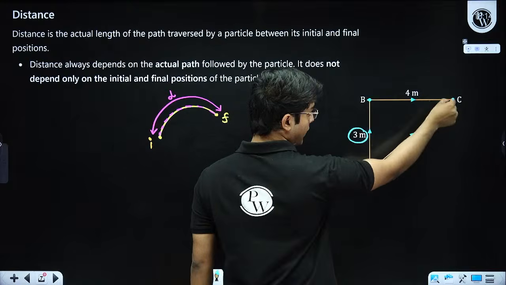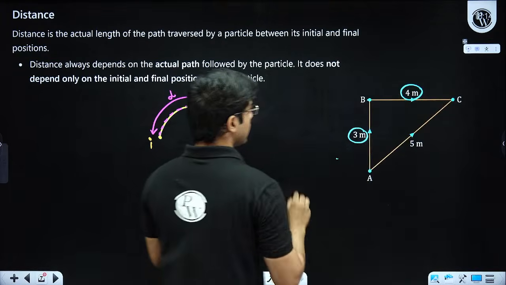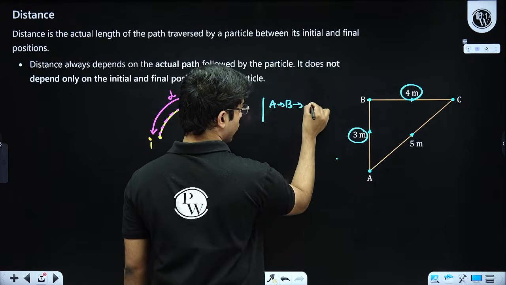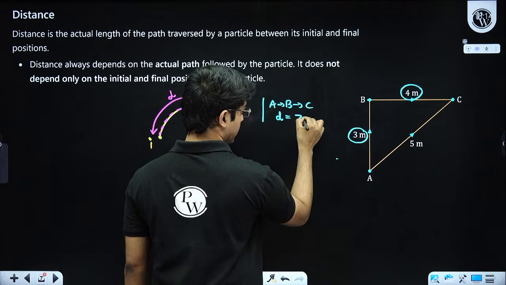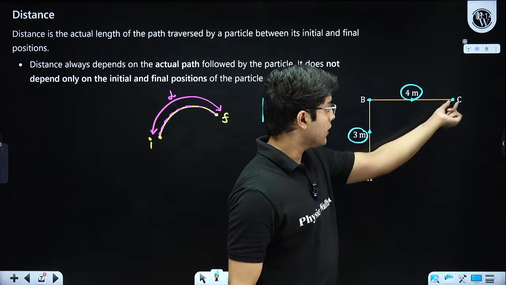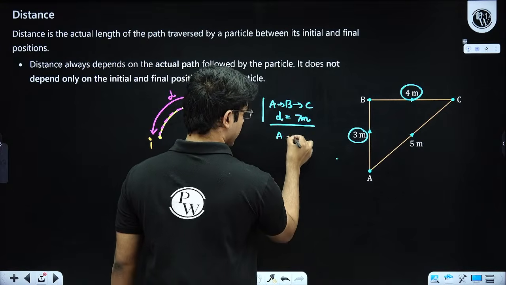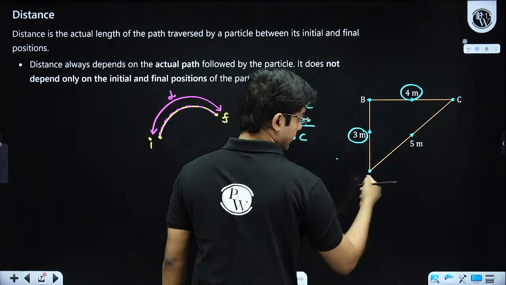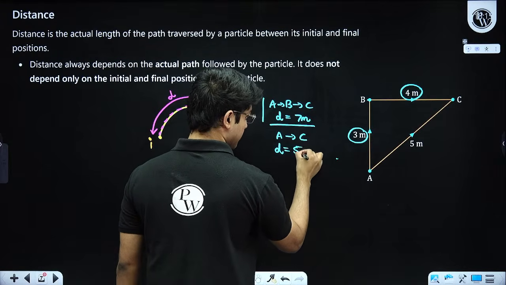And then you go from B to C, it covers 4 meters. So in total, you cover 7 meters. So going from A to B to C, in total, you are covering a distance of 7 meters, right? But if you go from A directly to point C, then the distance covered is basically this length, which is 5 meters. In this case, the distance is 5 meters, right?